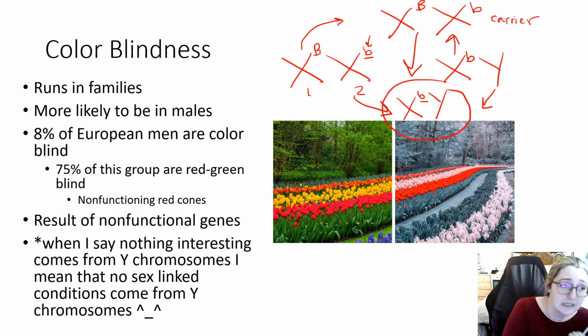But what's interesting is that 8% of European men are colorblind. 75% of this group are red-green blind, which is what this picture is showing over here, what that looks like. This means that they have non-functioning red cones. This can be a result of non-functional genes that get passed on, which, as I said before, is recessive. Do keep in mind, you don't need to know this, just know that it is a sex-linked recessive trait. And I believe that covers special senses.